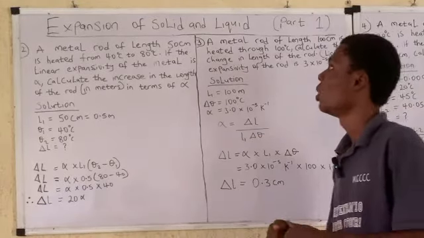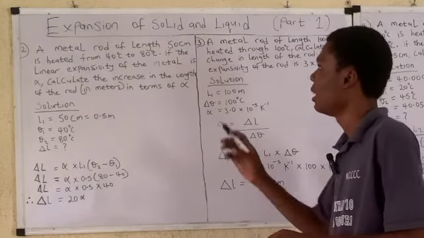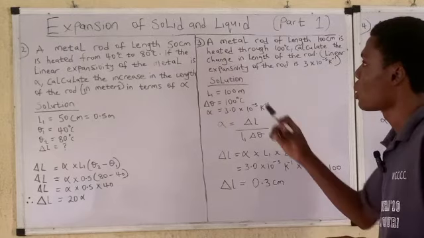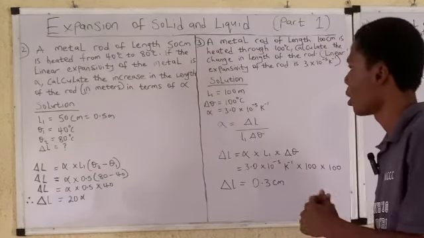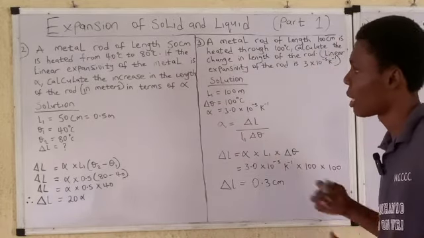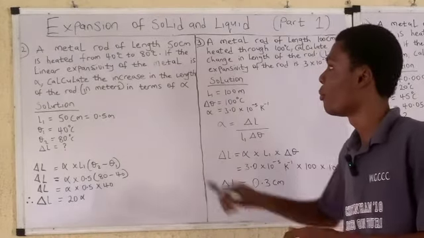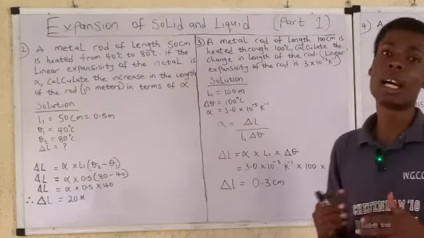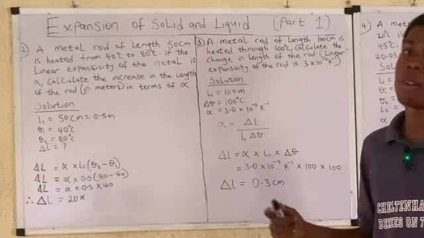Now let's move to example 2. A metal rod of length 50 cm is heated from 40 degrees Celsius to 80 degrees Celsius. If the linear expansivity of the metal is alpha, calculate the increase in length of the rod in meters in terms of alpha. Now, like I said before, when we calculate on linear expansivity, we have to bring out the parameters to make our solving easier for us.